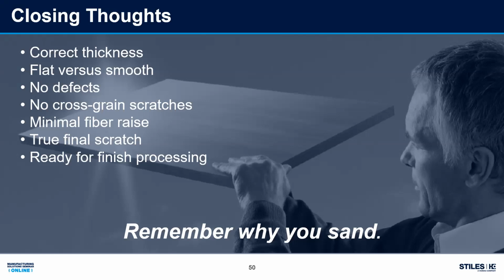So some closing thoughts here. Of course, the question always with sanding is what makes a good sanded finish. And I've listed a couple things up here that sometimes are the reasons, or what we gauge by, right? Is something the correct thickness? Is it flat versus being smooth? Are the defects removed? Did we remove cross grain, scratch? Did we remove fiber rays, or have we minimized the fiber rays? Did we get a true final scratch, what we really needed in order to get the proper finish? Is it ready for finishing, right?